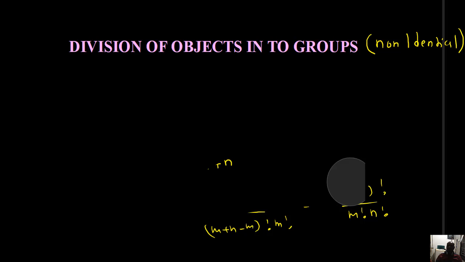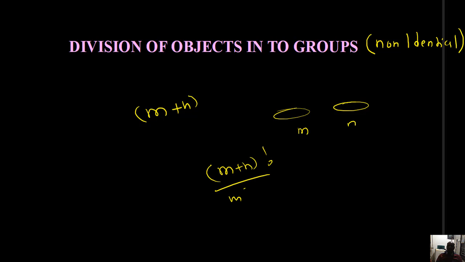Okay, students, listen. Important thing: m plus n objects are given. We want to make these objects into 2 groups, one group containing m elements, another group containing n elements. How many ways can you divide? Directly I can say m plus n factorial by m factorial into n factorial. Just now I proved.